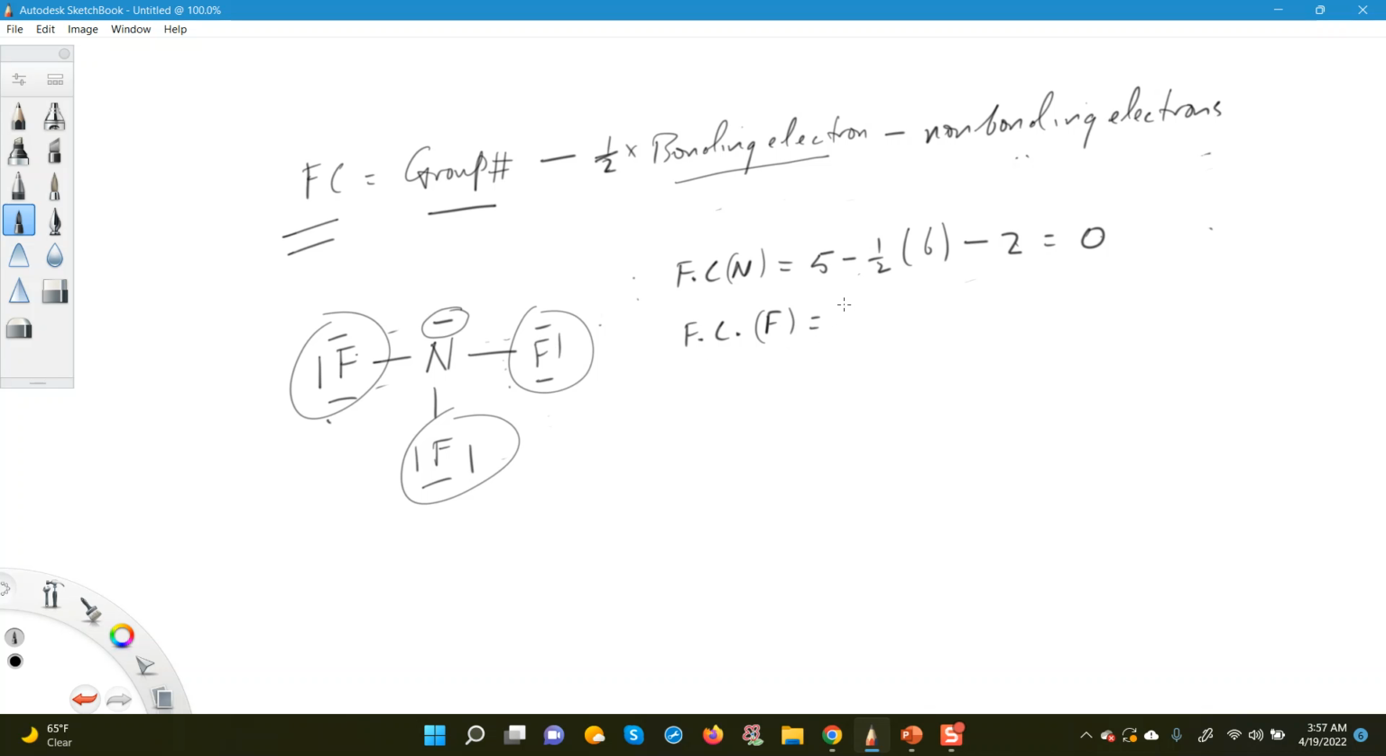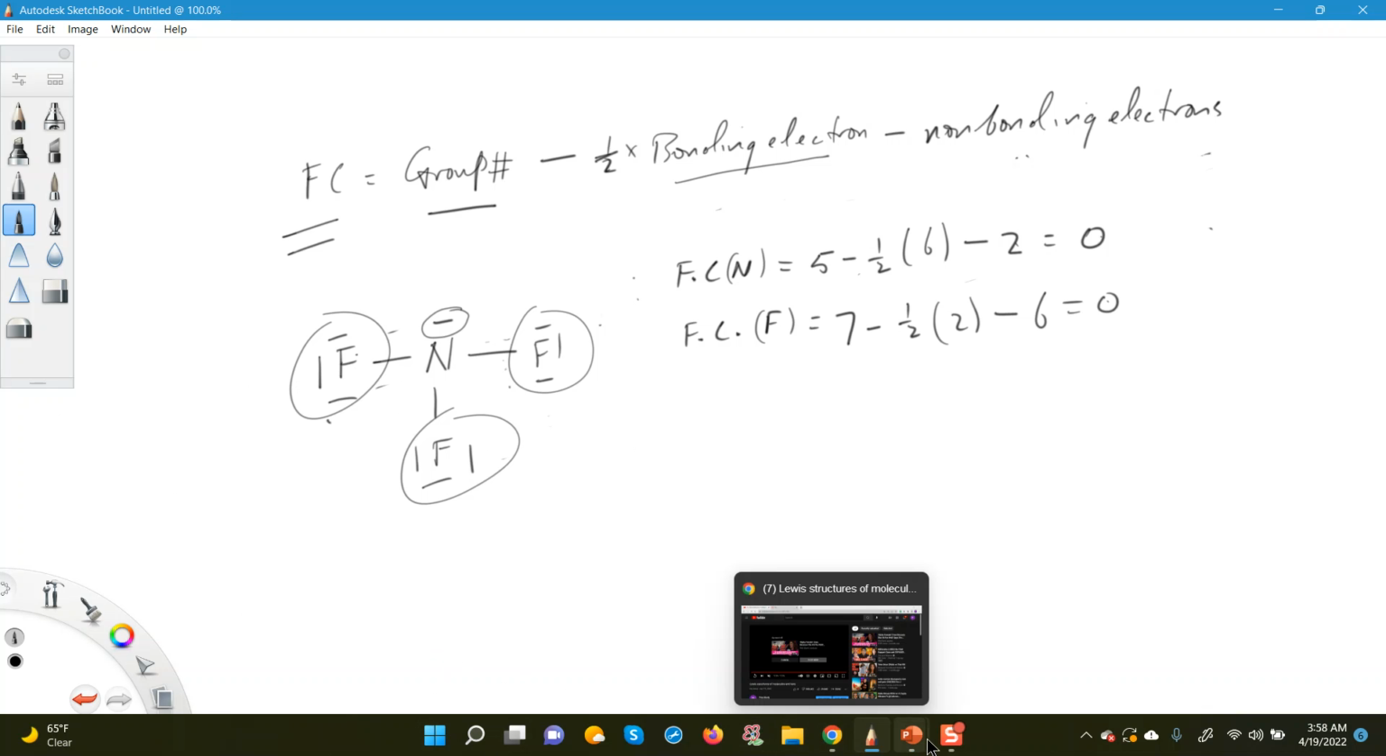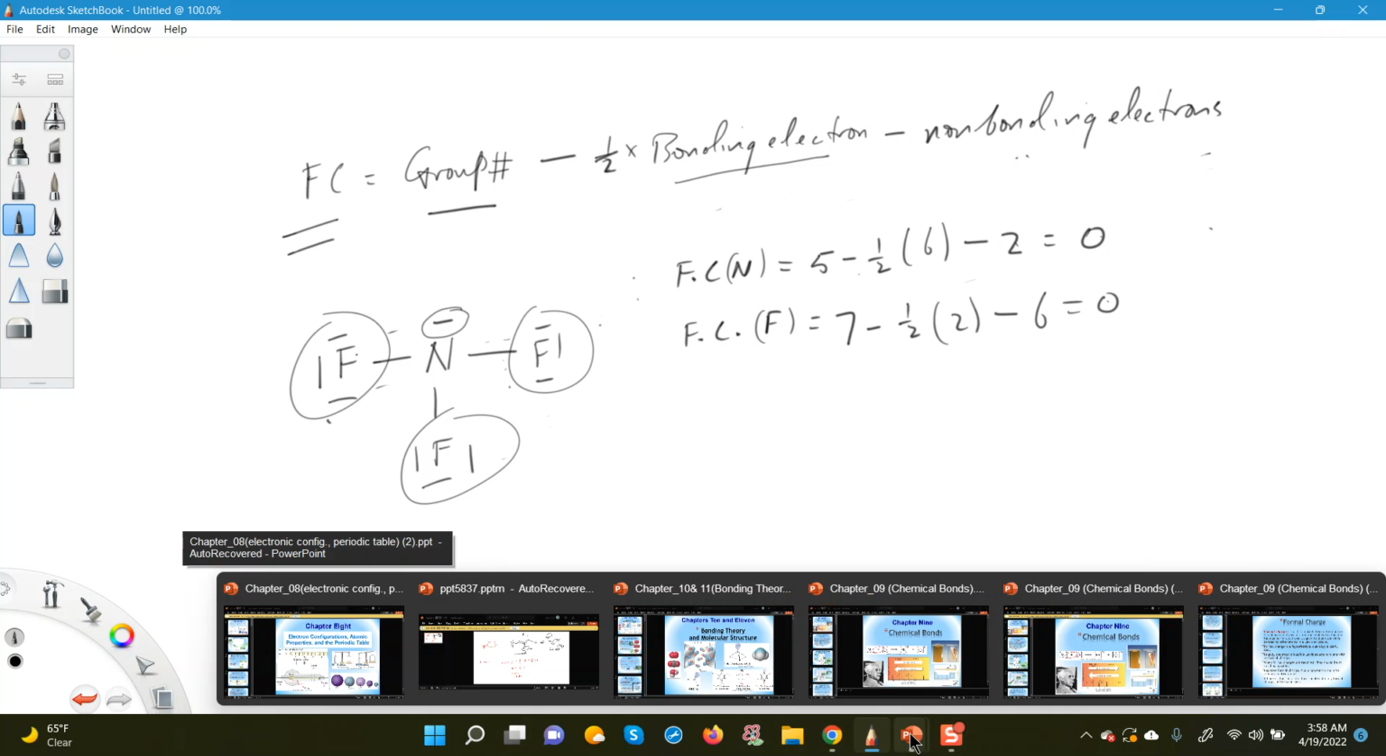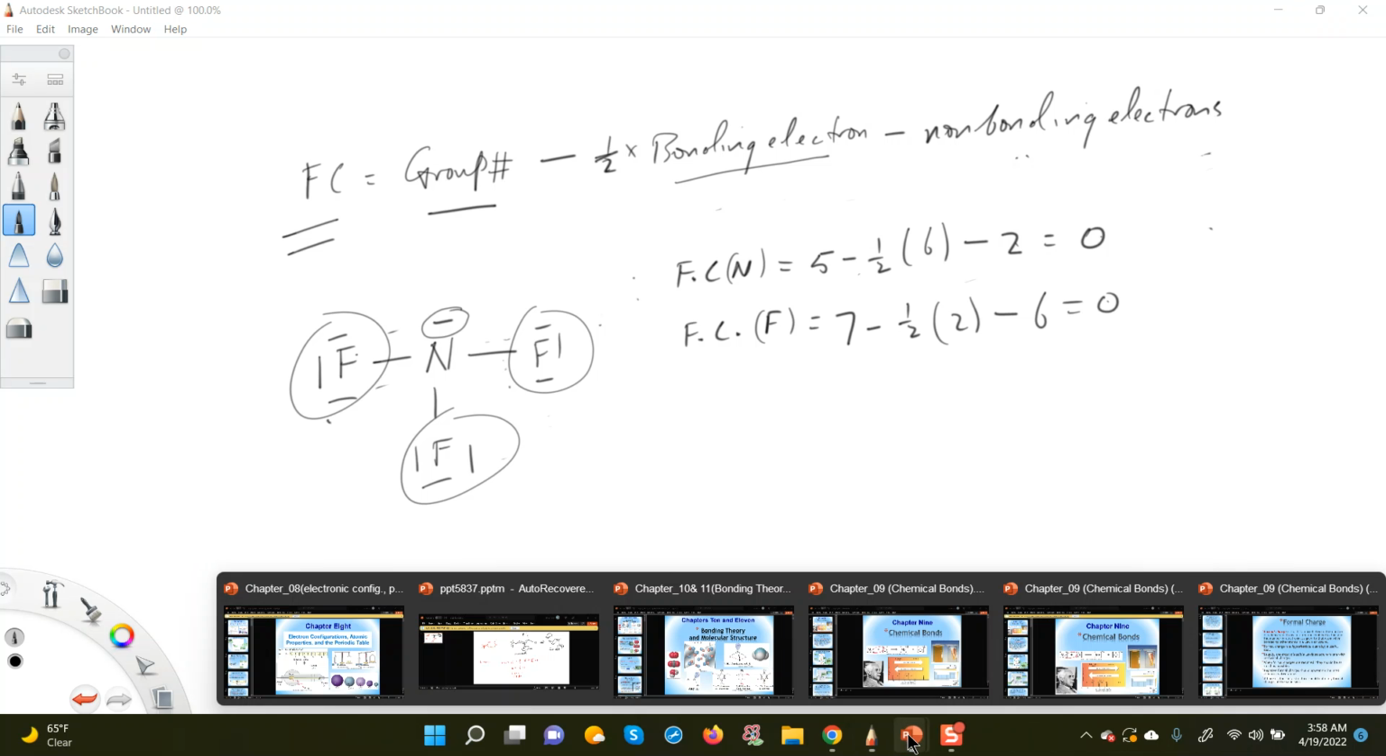So the group number for fluorine is 7, minus half the number of bonding electrons. If you focus on this one here, there are 2 bonding electrons, so half of 2, minus the number of non-bonding electrons, which would be 2, 4, 6, and that would be equal to 0. So all the atoms here have a formal charge of 0, which means that the molecule itself will be neutral, with no charge. That's basically how you apply the formal charge formula to calculating the formal charge of each atom present in a molecule or ion.